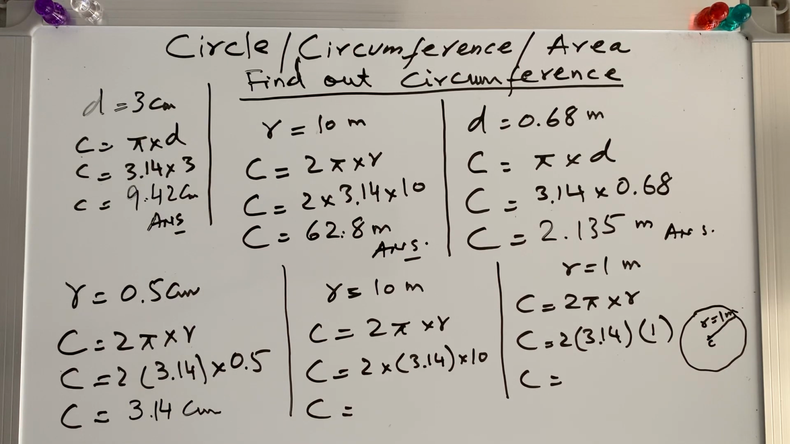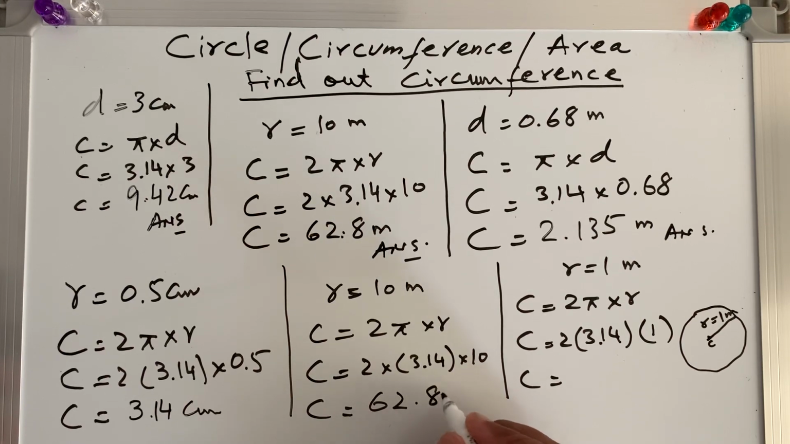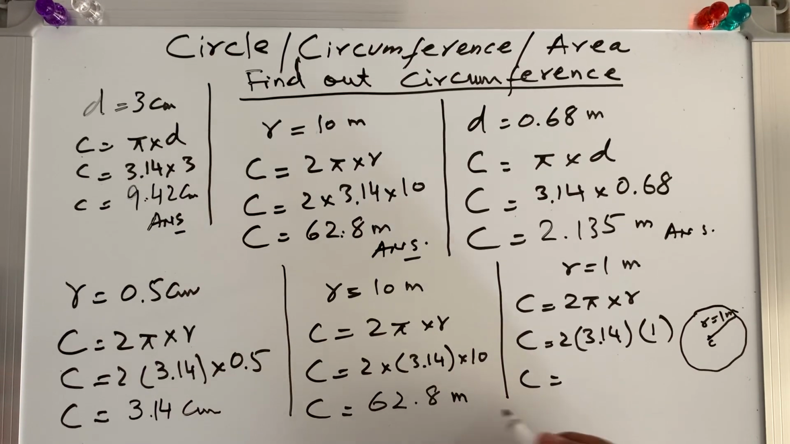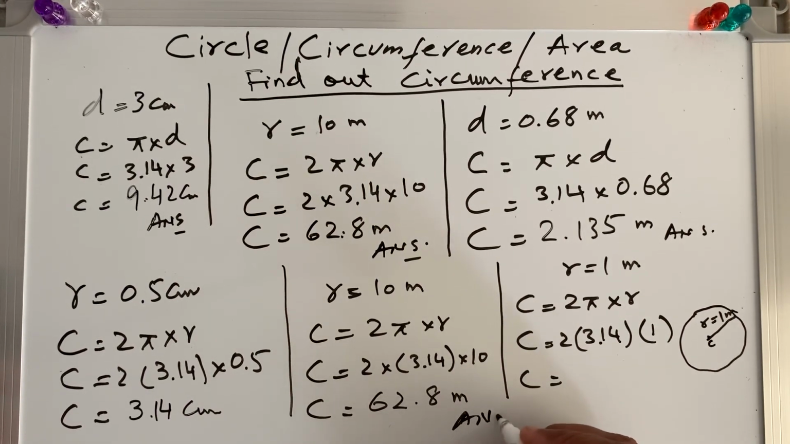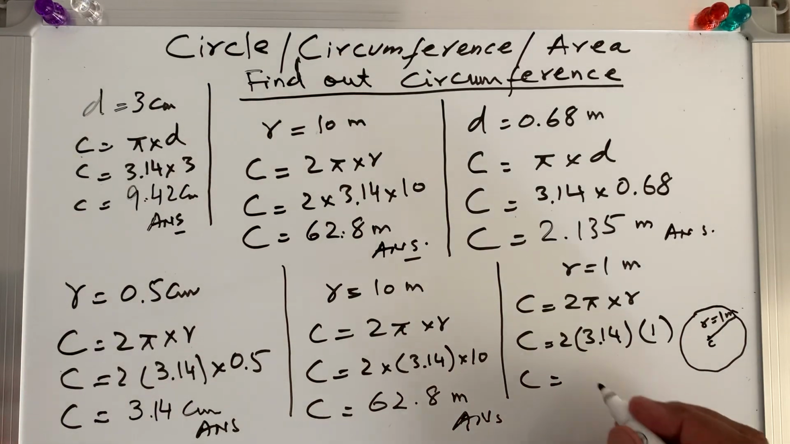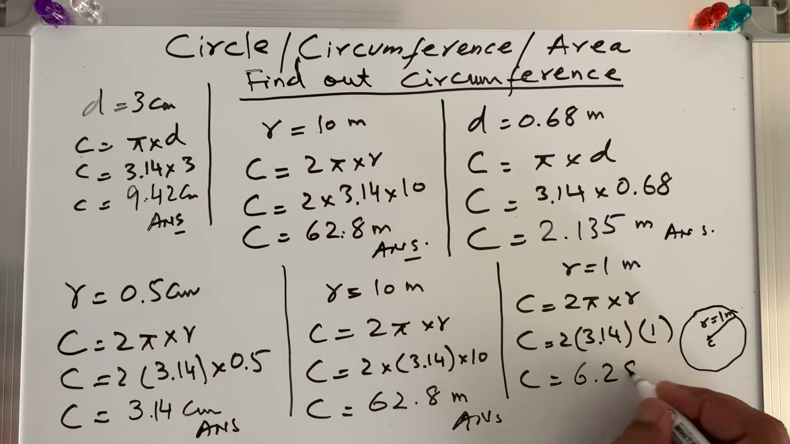So 2 times 3.14 times 10 is 62.8 meters. Answer. This is your previous answer. Let me check this one. So 2 times 3.14 is equal to 6.28, and the unit is meter in your answer.